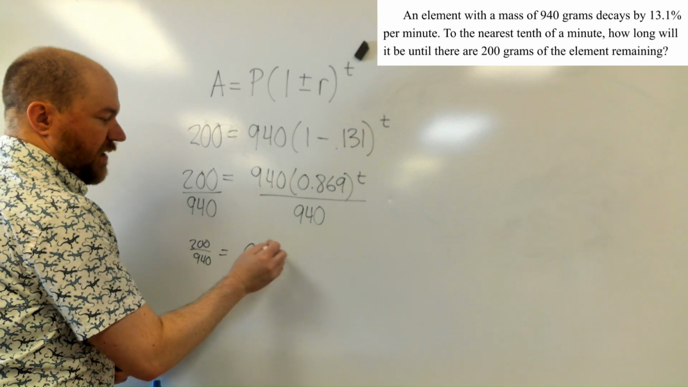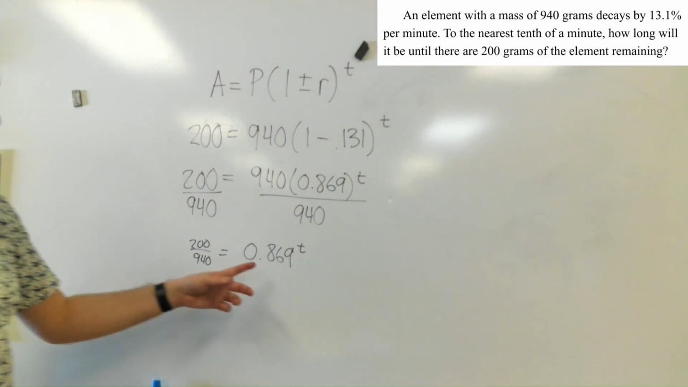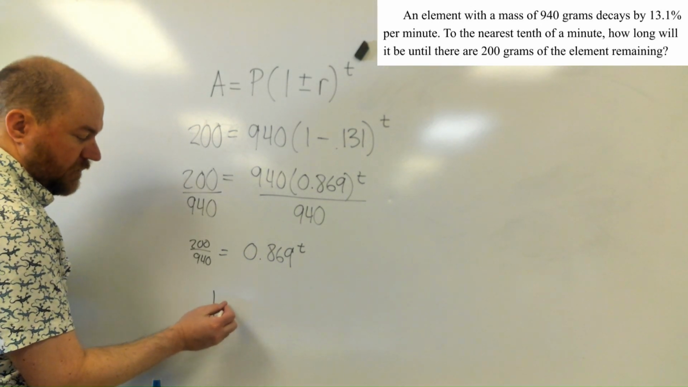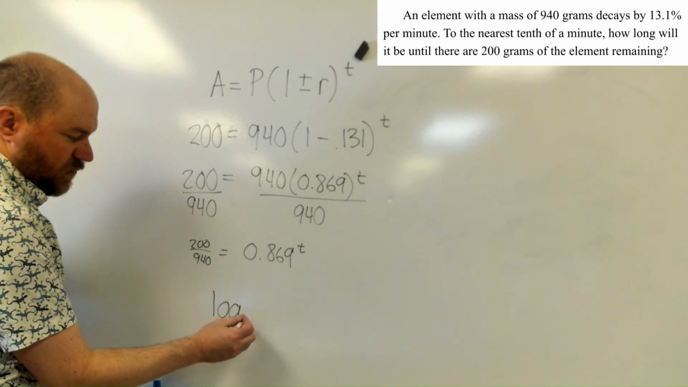We get 0.869 to the t. So now we're ready for log form because I have just the base and just the exponent. So remember, to put something in log form, the little tiny base is the base of the exponent it's attached to.